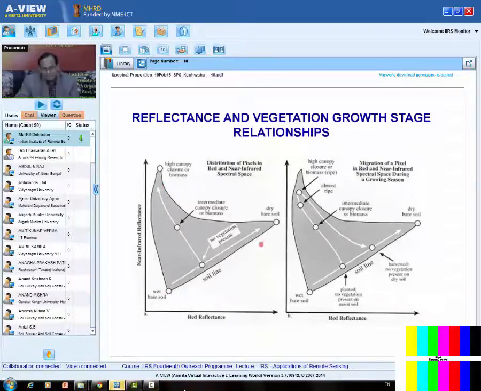This figure shows the reflectance and vegetation growth stage relationship. Here is the moist soil, here is the dry soil, and here is the surface of the soil without vegetation, and after it vegetation develops and canopy is there, then there is a whole amount of change in the reflectance. In a vegetated area, near infrared will generally have higher reflectance because of large leaf area index, compared to a surface which is bare soil.